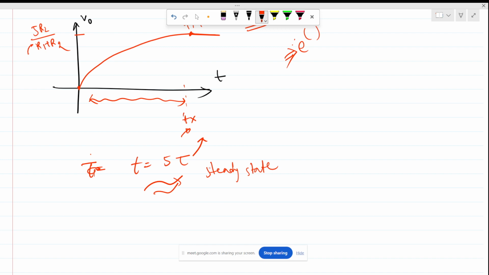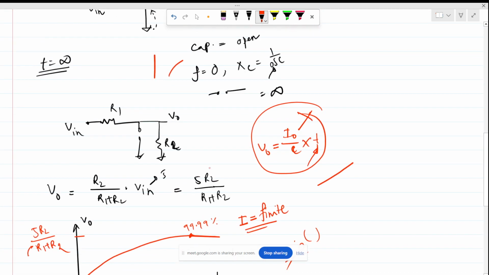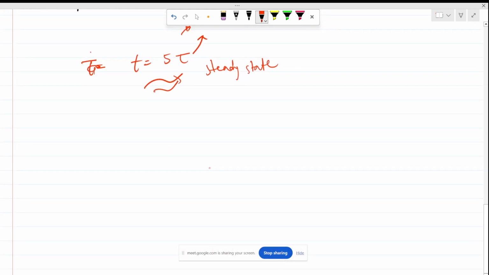To find the time constant, what we do intuitively is make all the independent sources inactive, and then find the equivalent resistance and the equivalent capacitance. The time constant becomes the equivalent resistance times the equivalent capacitance, right? So to make the independent sources inactive, the voltage source will be short circuited to the ground, right?